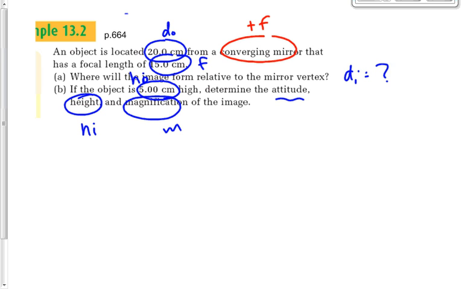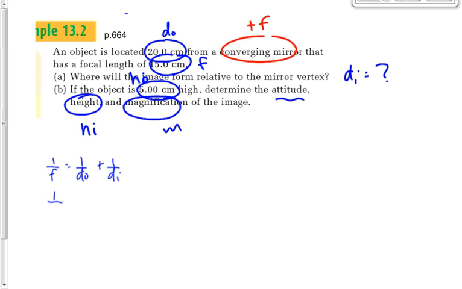We only have two equations that work here: 1 over F is equal to 1 over DO plus 1 over DI, and M is equal to HI over HO equals negative DI over DO. You can't really go wrong here. If you've got your givens identified correctly and the signs correct, try something. If it doesn't work, try the other one. It's got to work. Okay, looking for DI first. Let's try 1 over F and see what happens.